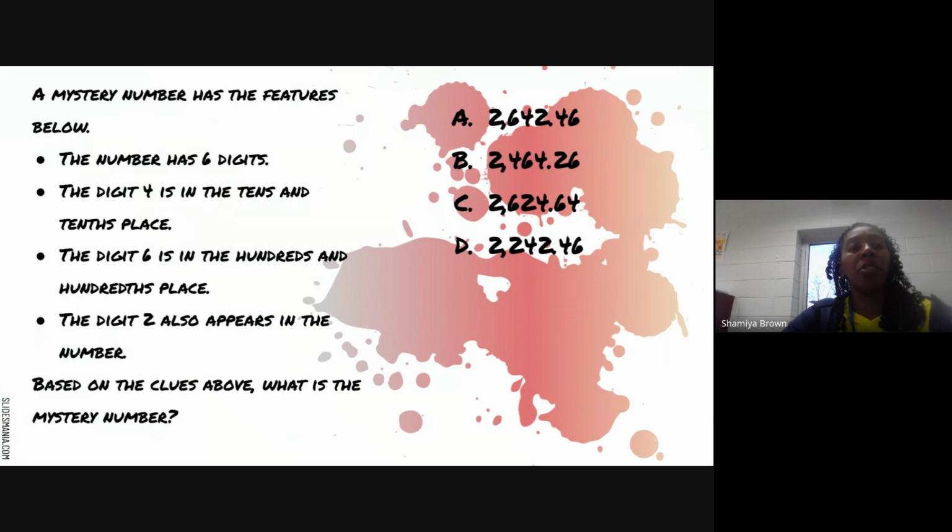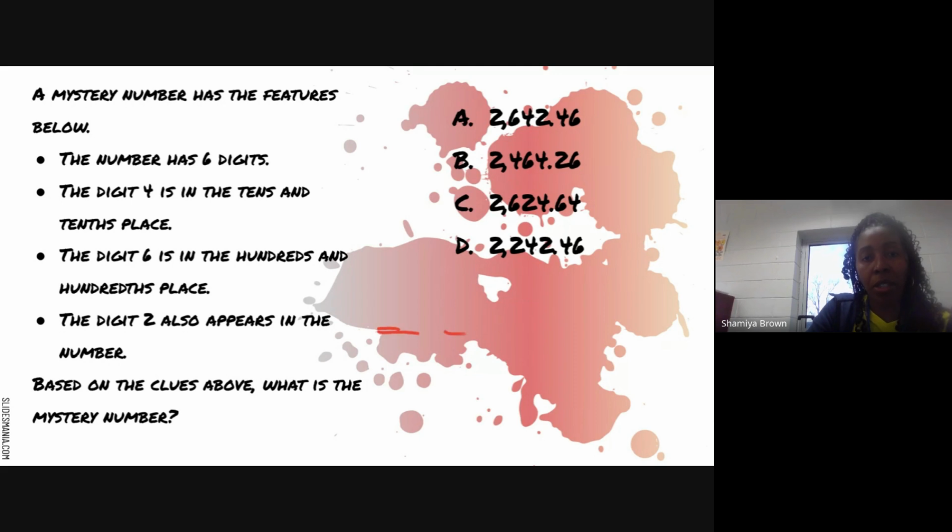It says a mystery number has the features below. So it's telling me the things that should be in the number. And then I have to figure out what the number is. So the number has 6 digits. So what I'll do is I'll go ahead and draw 6 little lines since I know the number has to have 6 digits. So those are my blanks where I'll put my digits. It has 6 digits. All right, it says the digit 4 is in the tens and tenths place.